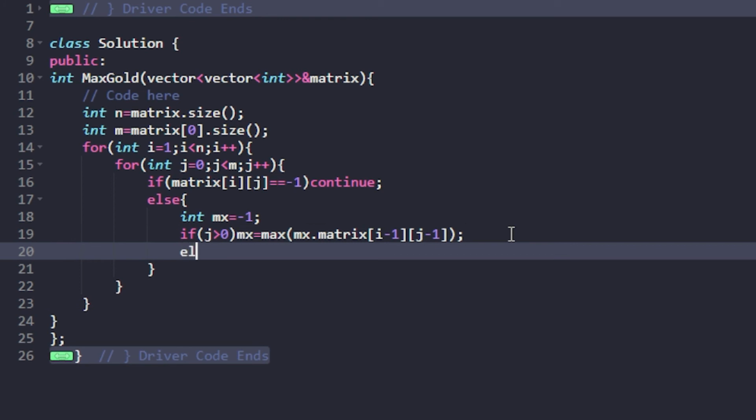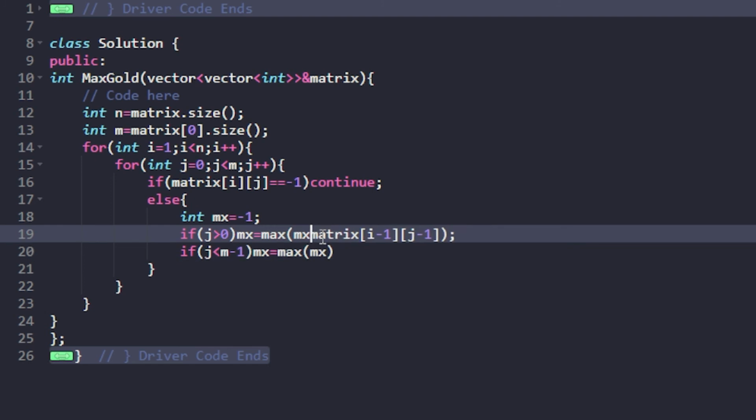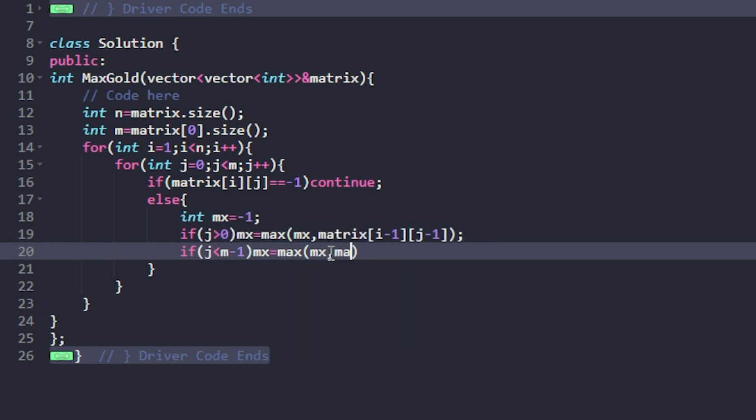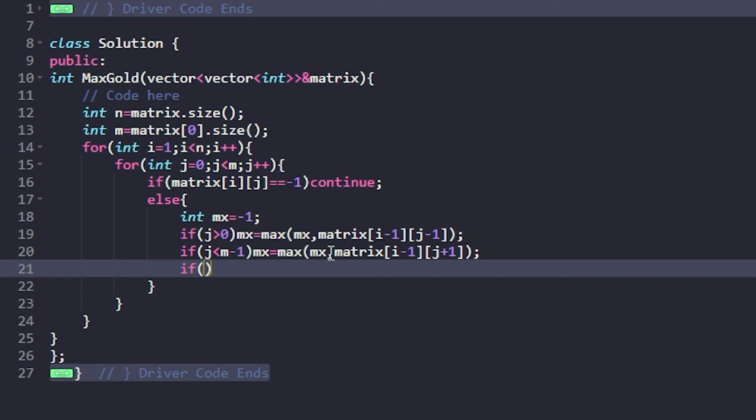So I will just take if, not else if, because I have to find for all the 3. If j is less than m-1, in that case only I will take mx is equal to max of mx comma matrix[i-1][j+1]. And then obviously I have to take just the above element. For that there should be no condition. That will be max of mx comma matrix[i-1][j]. These are the conditions which we have to apply.